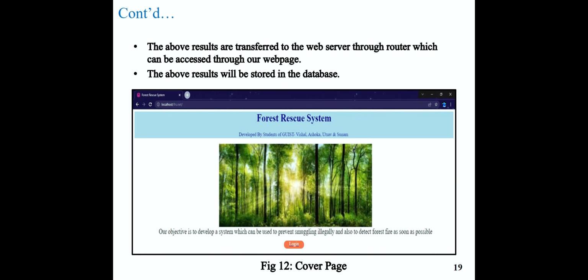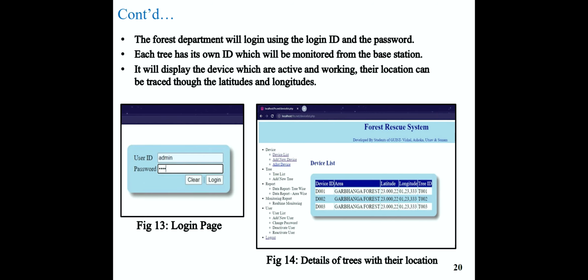This is the web page we have used during the first phase of our work, which has been upgraded later. Here we can see the login page of our website, for which a user ID and password is required. After logging in, we can see the details of trees with their location. Here we can see each tree has its own ID, which will be monitored from the base station.